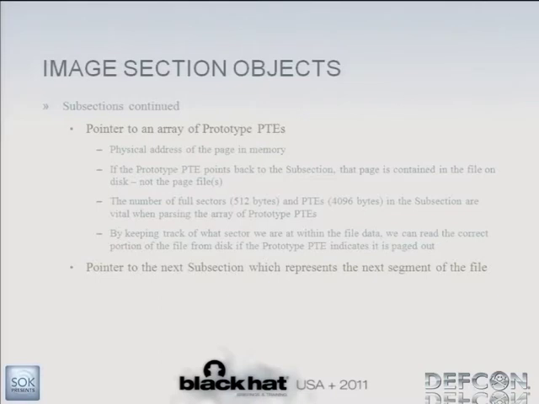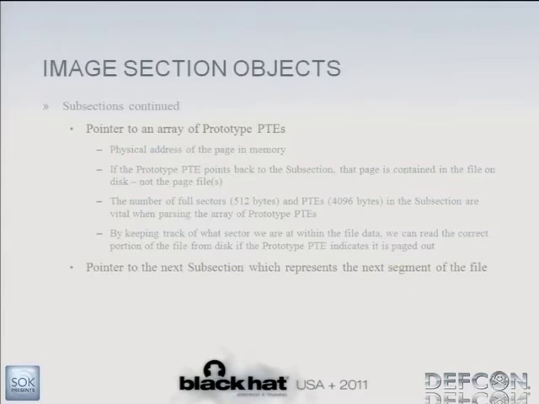So you have to take into account the total number of PTEs that this subsection represents, but also the total number of full sectors that it represents. And it contains these numbers in the structure. So you use that in order to parse it correctly. Because if you were just reading PTEs blindly, you would get more data than is actually within that subsection, and the file in memory wouldn't line up like it does on disk. So we're going to use those full sectors to our advantage.